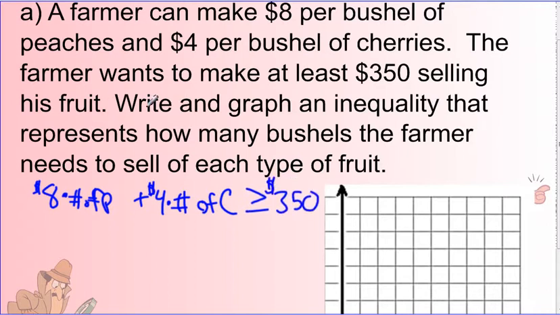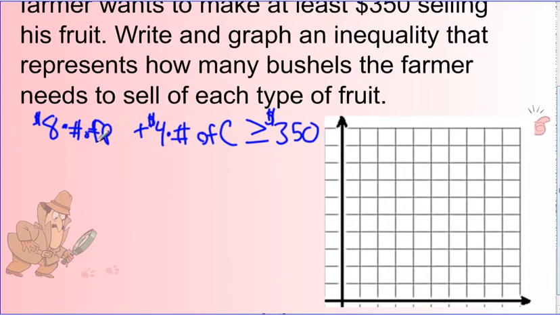Selling his fruit. Write and graph an inequality that represents how many bushels the farmer needs to sell of each type of fruit. So this is basically the inequality. Now this is our verbal model. So we just need to take this and turn it into more of a math problem, but with letters and numbers instead of words and stuff.